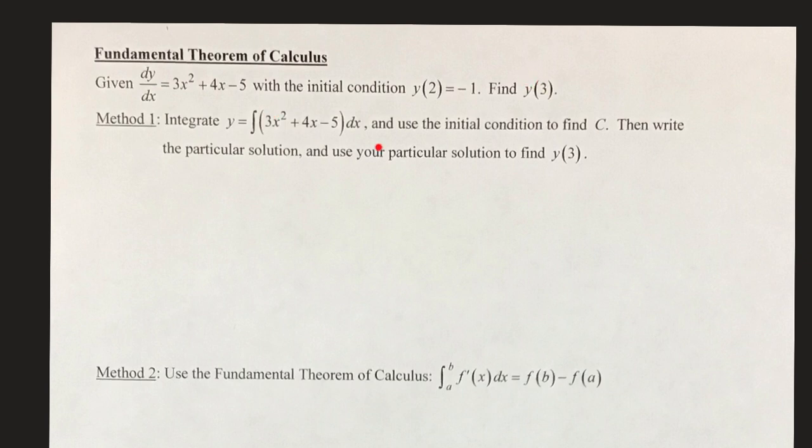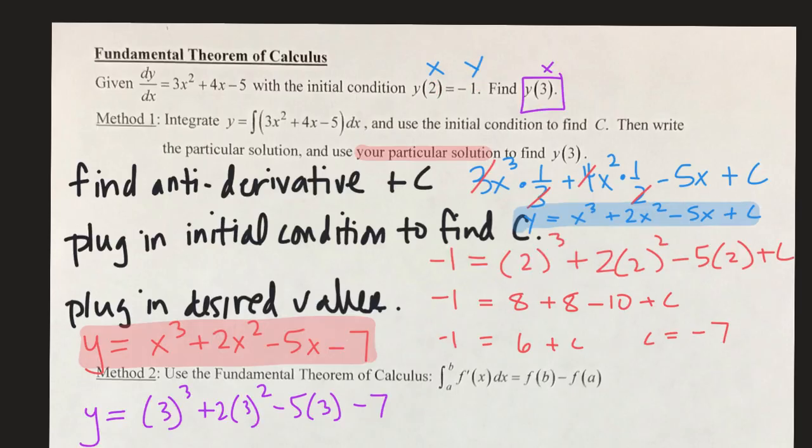Okay, we can do this by a couple of methods. Number one, we can find the equation, finding the particular solution. Or we can do it using the fundamental theorem, which I think you're going to like better when we get to it. So method number one is we have to take the antiderivative of this function and then plug in x equals 2 and y equals -1 and solve for c.